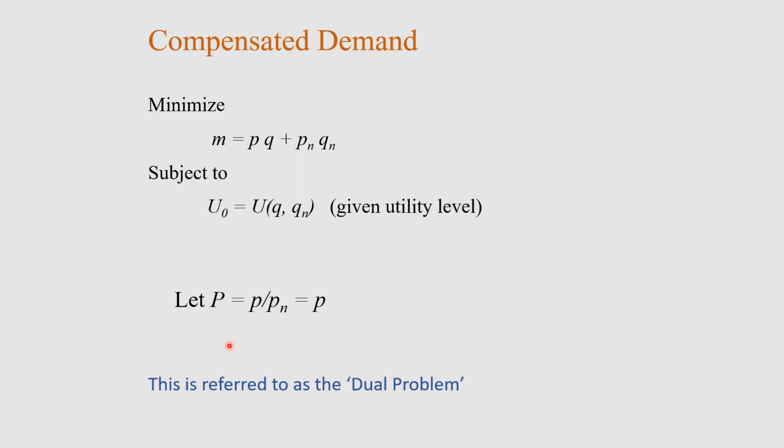So now we can look at and determine what we call a compensated demand function. Here, this is the dual problem. The problem that we previously looked at was the primal problem. Here what we want to do is minimize the budget, M. So we want to minimize the amount that we pay for the goods and services that we purchase, subject to a given level of utility. And again, we're going to let this big P now equal little p, equal the price of good Q over the price of Qn.